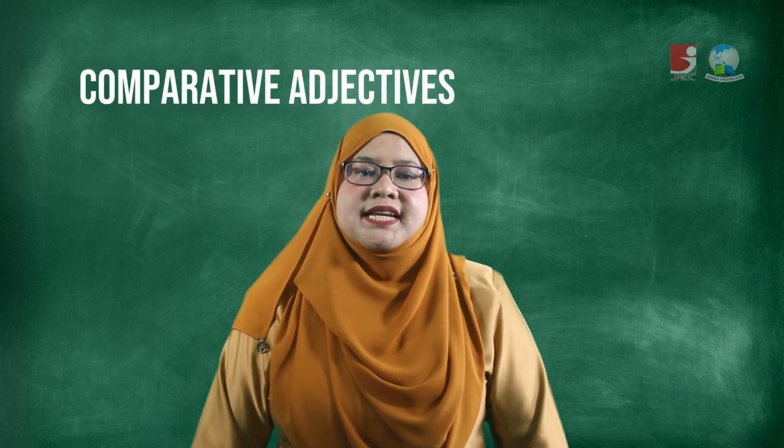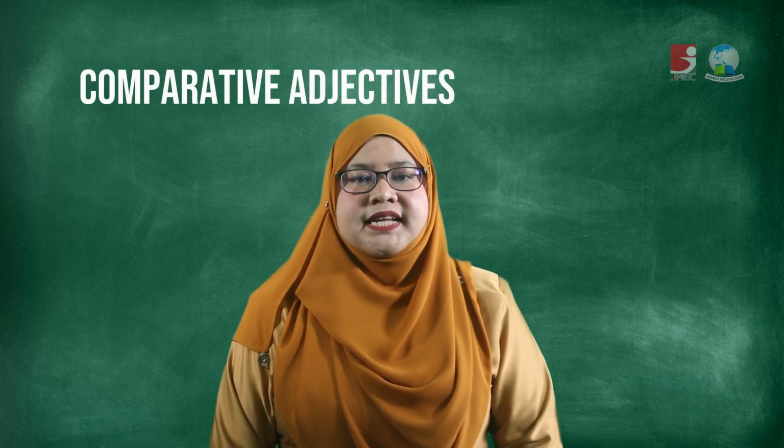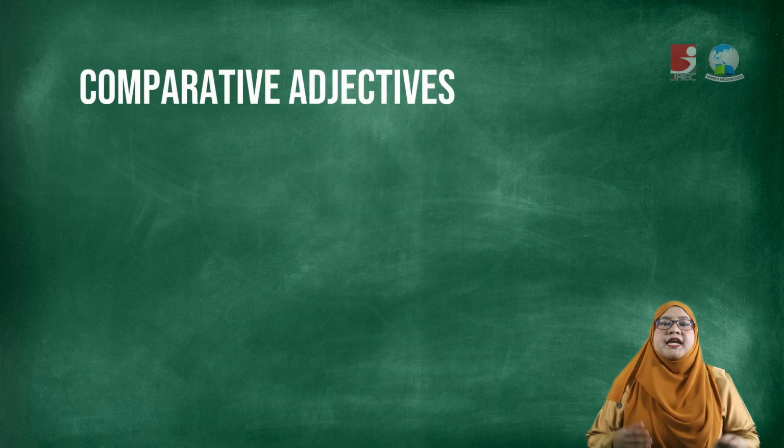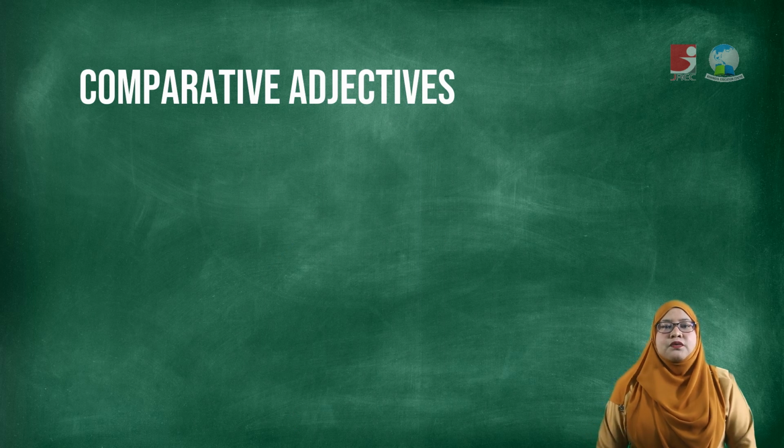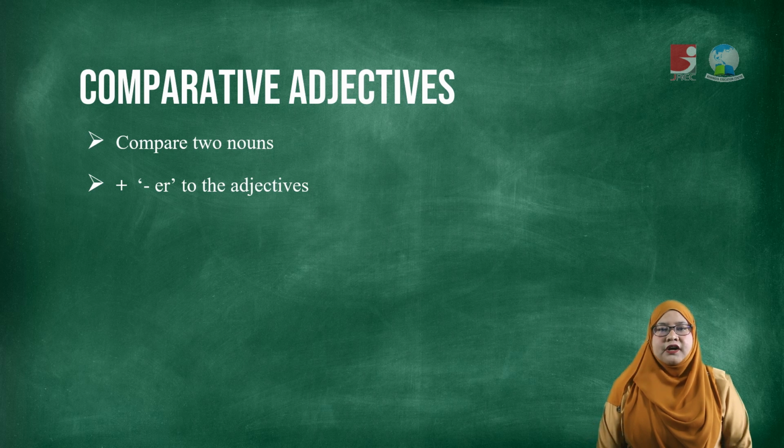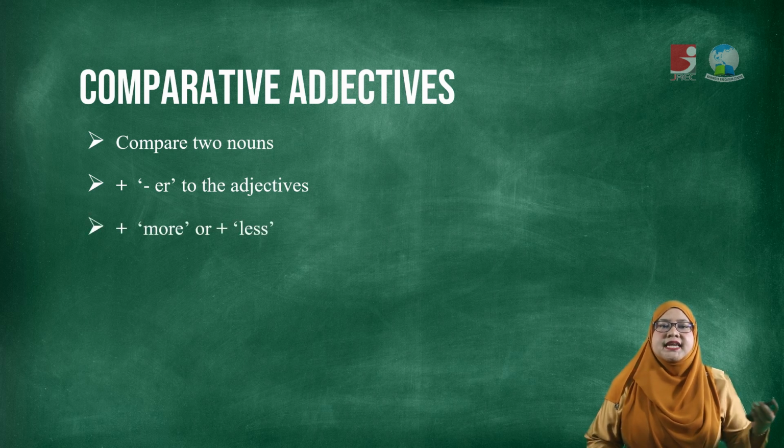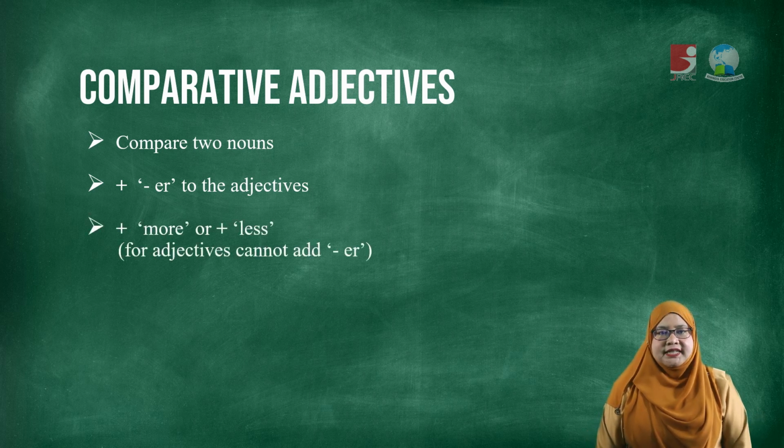Next, let's learn about comparative adjective. In comparative adjective, we will compare two nouns. These adjectives are formed by adding er to the adjective. However, if the adjective cannot be added with er, we will use more or less.